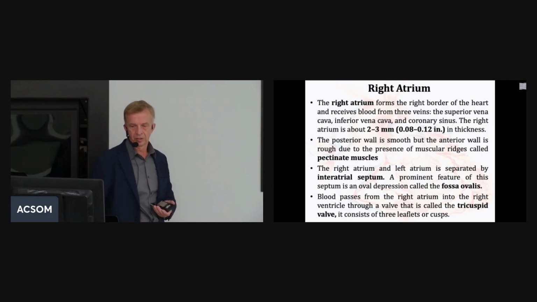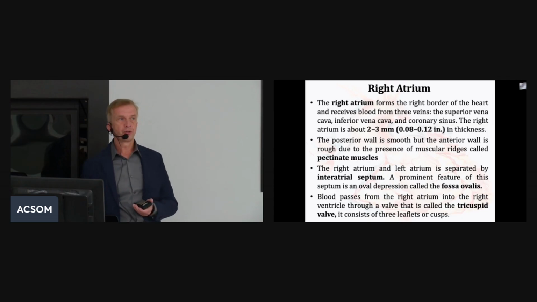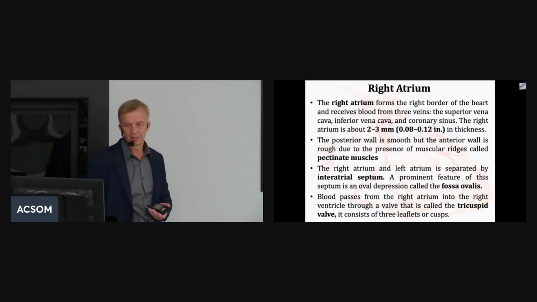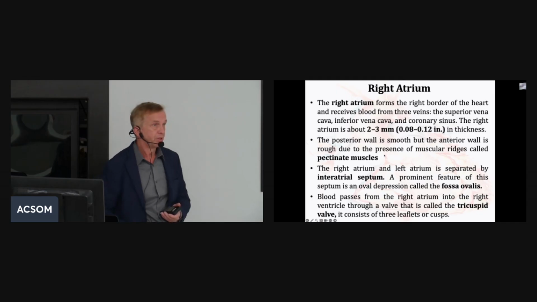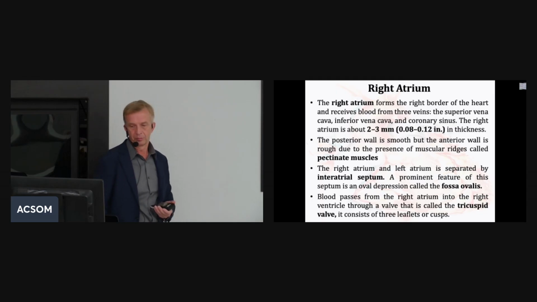So the thinnest portion of the heart is the right atrium. The left atrium is a little bit thicker, but the thinnest portion is the atrium, 2 to 3 millimeters in thickness. The posterior wall of the left atrium is smooth, and the anterior wall is rough. It's formed by the pectinate muscles.